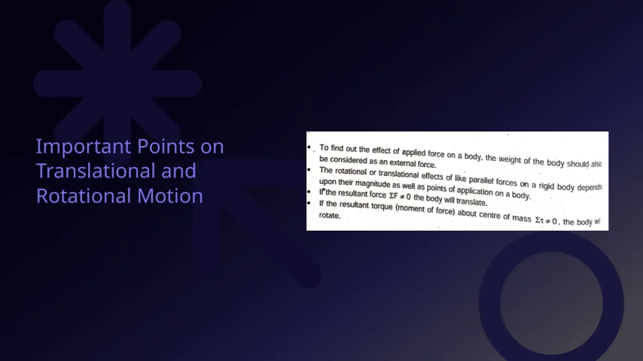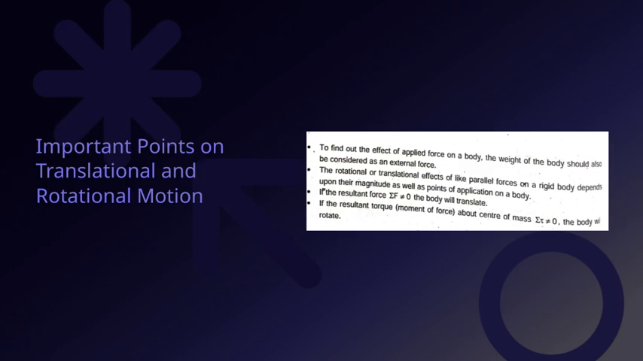Let's take a closer look at some important points on translational and rotational motion. These concepts are fundamental because they help us understand how objects move in different ways. When we talk about translational motion, we're referring to movement where every point on an object moves the same distance in the same amount of time, like a car driving straight down the street. Rotational motion, on the other hand, involves objects spinning around an axis, like a spinning wheel or a merry-go-round.